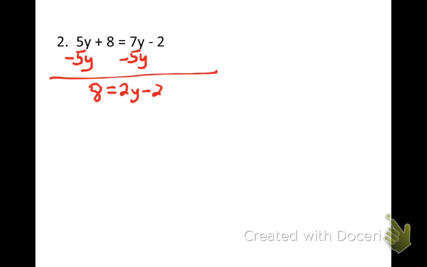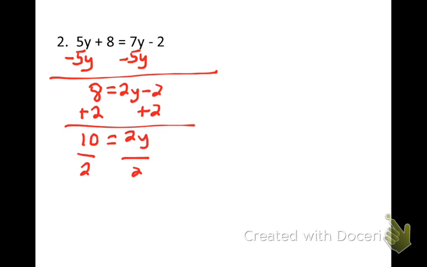So now the opposite of subtract 2 would be add 2, because we're trying to get the variable over here by itself. We get 10 equals 2y. The opposite of multiply by 2 would be divide by 2. And get 5 equal y. So just do one step at a time, variables on one side, numbers on the other.